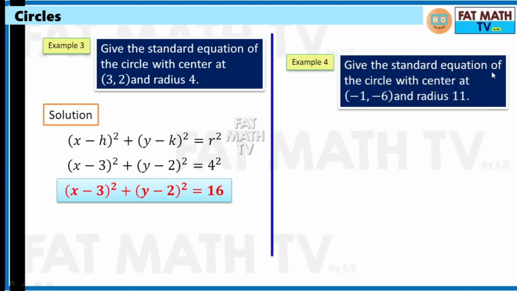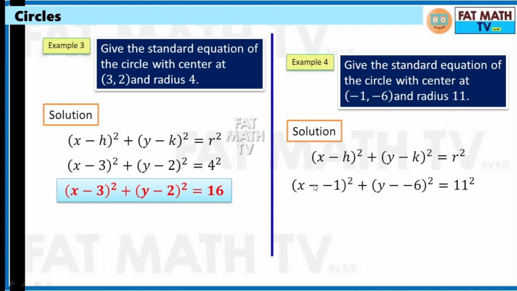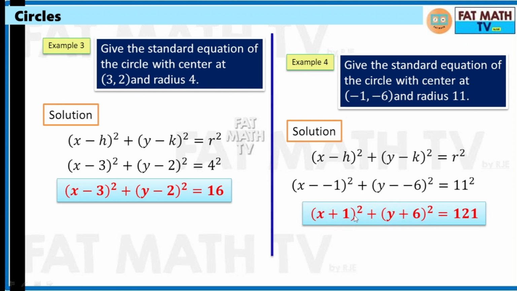Another. Give the standard equation of the circle with center at (-1, -6) and radius 11. So same equation, (x - h)² + (y - k)² = r². Replace h with -1, replace k with -6, and replace r with 11. So you will have (x - (-1))² + (y - (-6))² = 11². x minus -1 is x + 1. y minus -6 is y + 6, and 11² is 121.